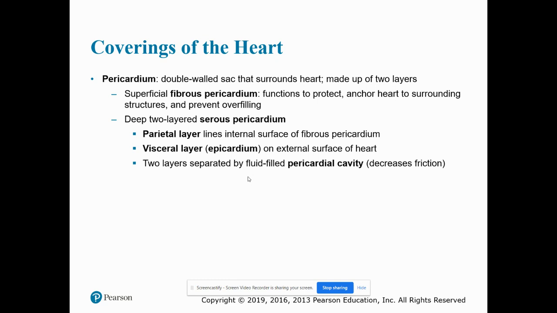And then there's a deep 2-layer serous pericardium, and this is composed of, like I just said, 2 layers: a parietal layer and a visceral layer. The parietal layer lines the internal surface of the fibrous pericardium. And the visceral layer, or the epicardium, is on the external surface of the heart. I'm going to show you a picture of this so you can see where everything is located. Between the parietal and visceral layers, you'll find a fluid-filled cavity called the pericardial cavity, and its purpose is to decrease friction.